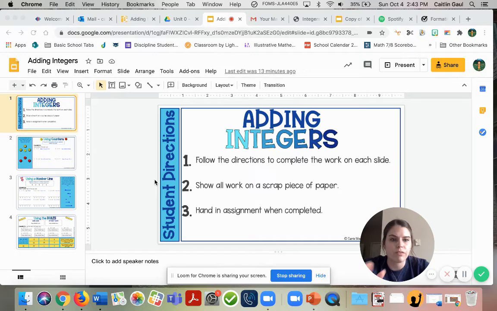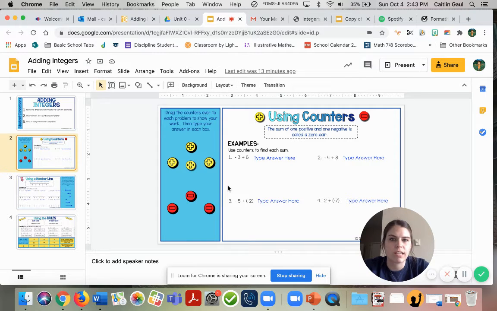There are 3 different ways that we're going to look at how to add integers, and you can choose whichever strategy works the best for you. First strategy is you can use counters. So basically you can compare how many positives you have to how many negatives you have, and that will help give you your overall. The way you're going to complete this slide is you're going to use these counters over here to help you answer over here.